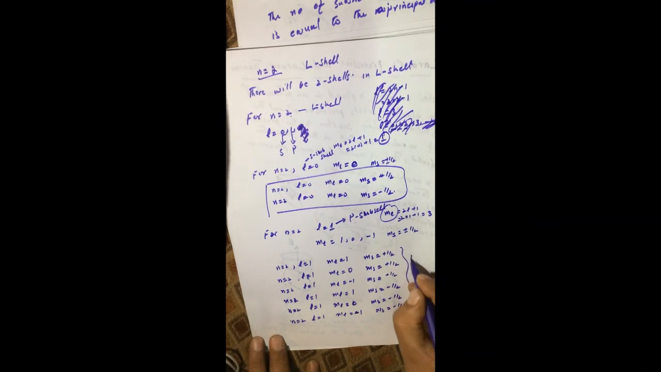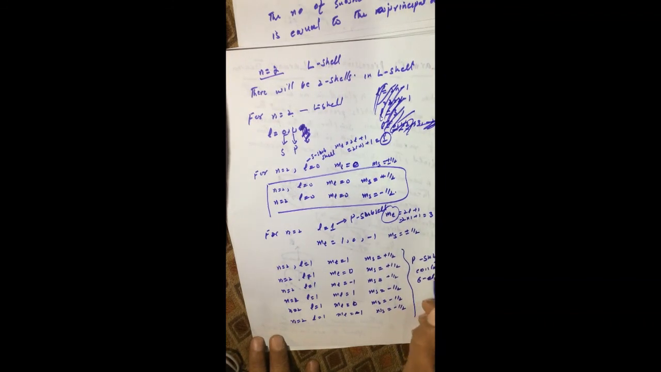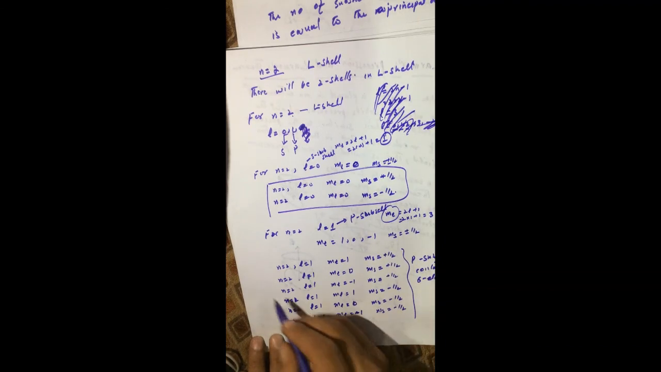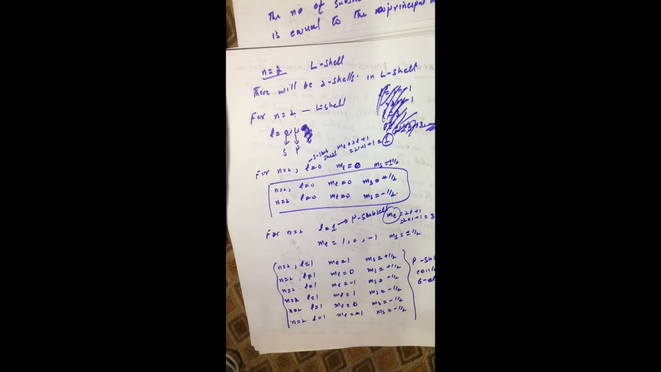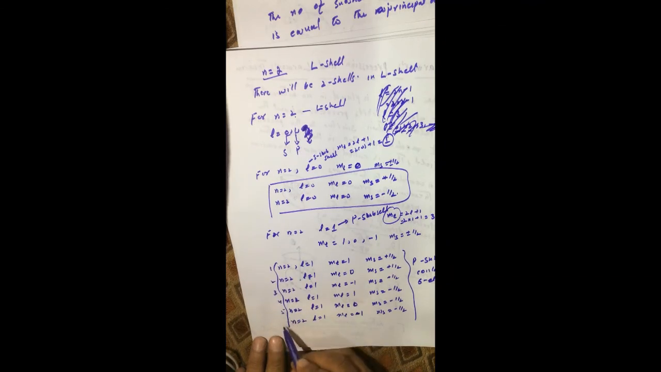So P subshell contains 6 electrons, and their quantum numbers are given here. This is for the first electron, this is for second, this is for third, this is for fourth, this is for fifth, and this is for the sixth electron. So this is what we call the Pauli exclusion principle for n is equal to 2. And in the next video I will discuss n is equal to 3 and so on.